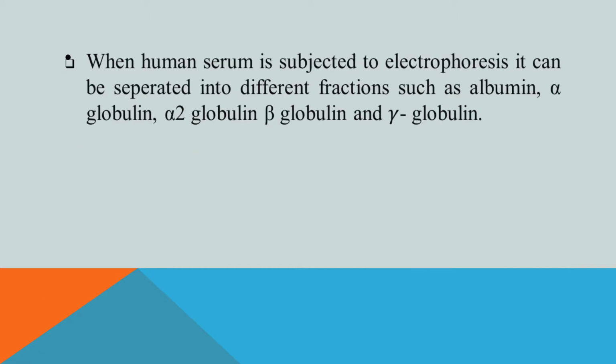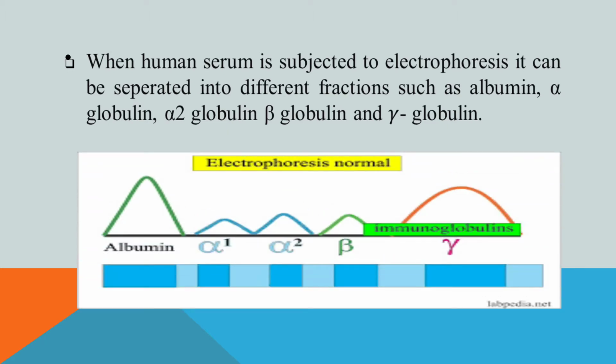Whenever human serum is subjected to electrophoresis, it can be separated into different fractions such as albumin, alpha 1 globulin, alpha 2 globulin, beta globulin, and gamma globulin, as you can see in the figure. This is nothing but the electrophoresis of the serum, where we get the different fractions of albumin and globulins of various types like alpha 1, alpha 2, beta, and gamma globulins.